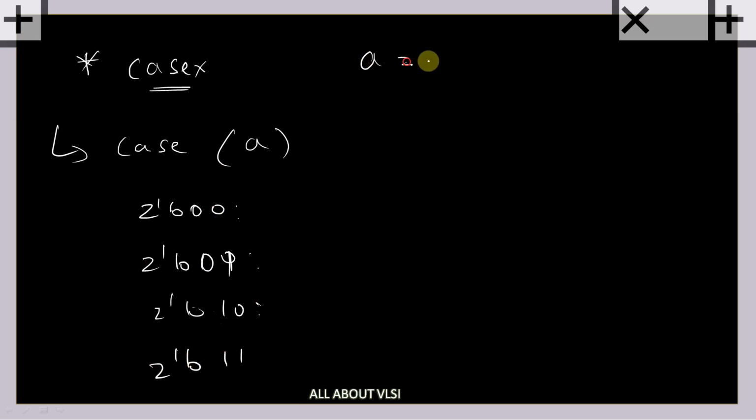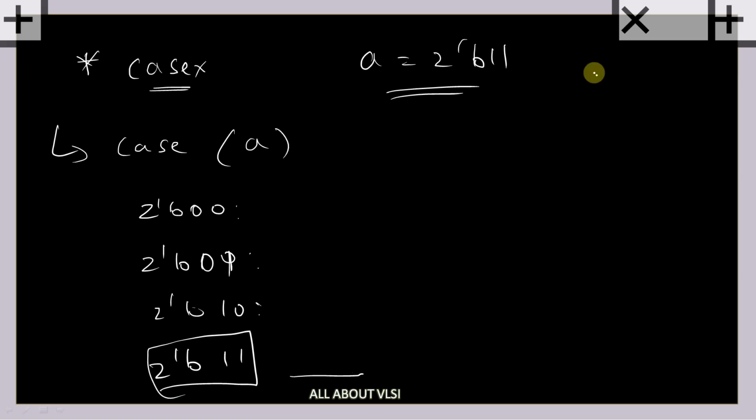Now if your a value is equal to 2'b11, then this will be matched with this statement and this line will be executed. Or else if your a is equal to 2'b01, then this will be matched and that particular line will be executed. Depending upon your a value, that particular case will be matched and those statements will be executed. That we already know and have already seen in our previous sessions. Now, let's say if your a value is equal to 2'b1x, then what happens?